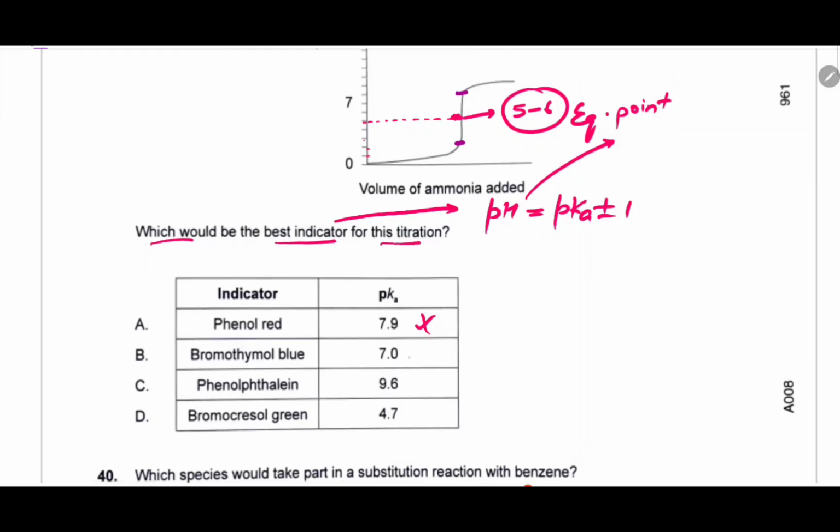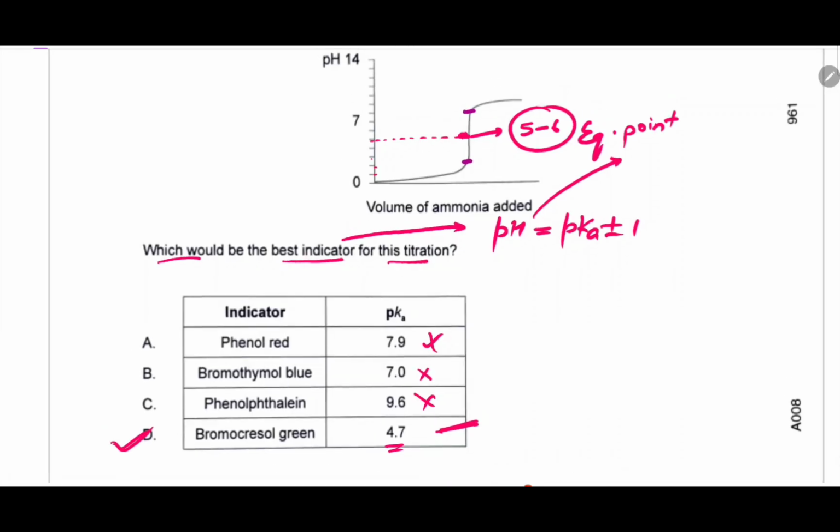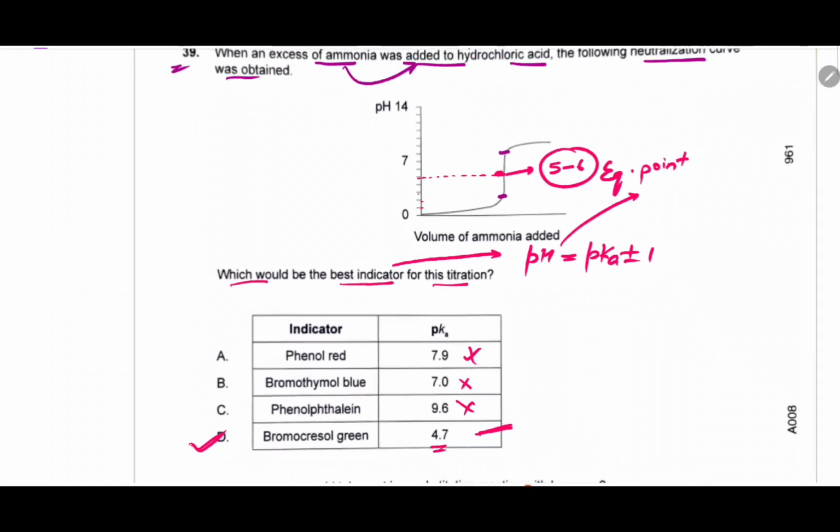Hence, this is wrong. Bromothymol blue, plus or minus 1, is around 6 to around 8, which is outside the equivalence point range. It's also wrong. Phenolphthalein is also wrong because it is outside my equivalence point range. Bromocresol green lies within the equivalence point range. Hence, out of these indicators, bromocresol green will be my best indicator for this titration. That is, the answer for question number 39 is D.